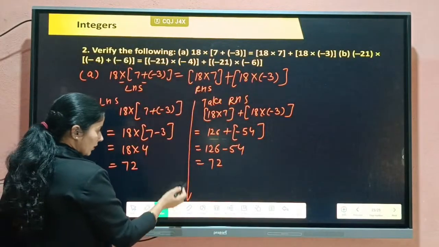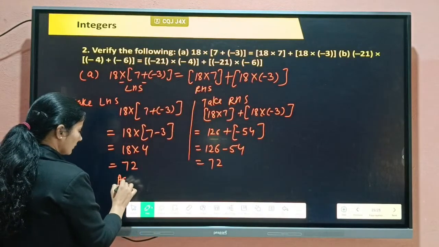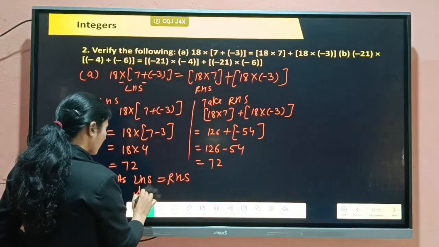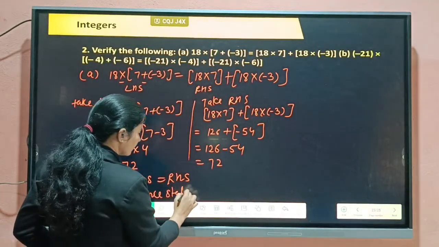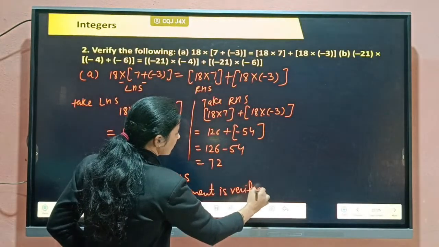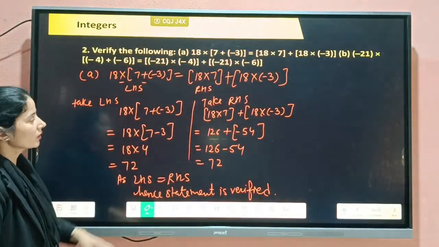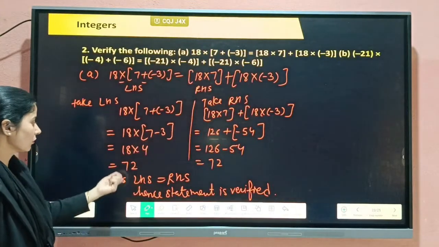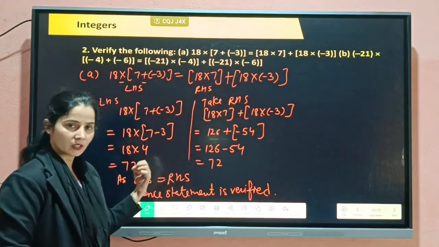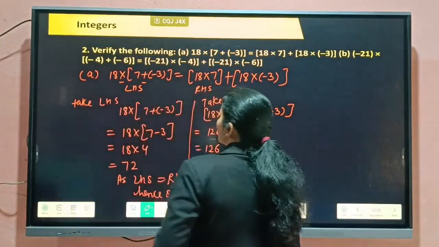What did you get from there? Your left hand side and right hand side: as left hand side is equal to right hand side, you will write hence the statement is verified. There are two sides of this question, left hand side and right hand side. So one by one you will solve and you will see what your left hand side is and what your right hand side is. If you are getting left hand side equal to right hand side, then you can say it is verified, otherwise no. Question number 2, first part is completed.